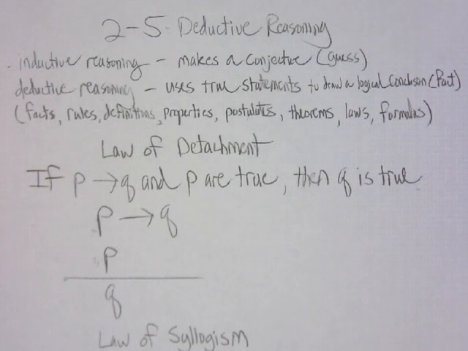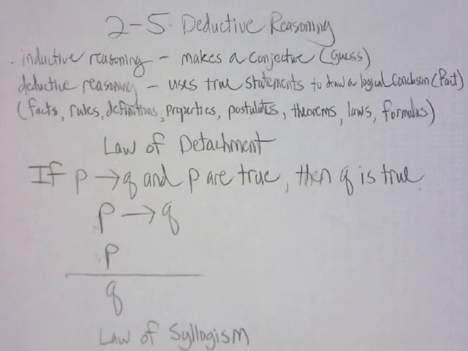It is true. Okay, because deductive reasoning uses the following types of statements to arrive at a valid conclusion. So deductive reasoning can use facts, rules, definitions, properties, postulates, theorems, laws, formulas, or any other true mathematical statement or logical statement, I should say. All right? So again, the thing to remember about deductive reasoning is it arrives at a conclusion that is a fact. So there's no debating about whether the conclusion is true or false.